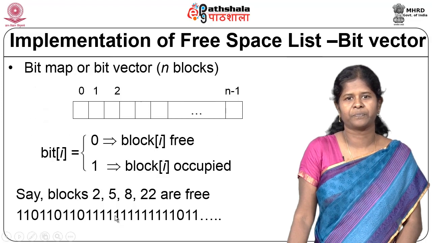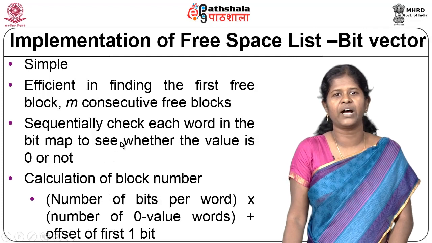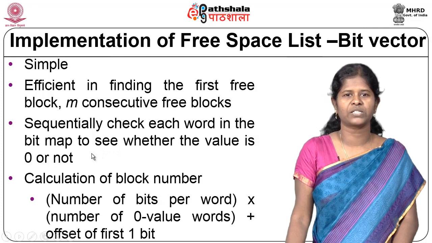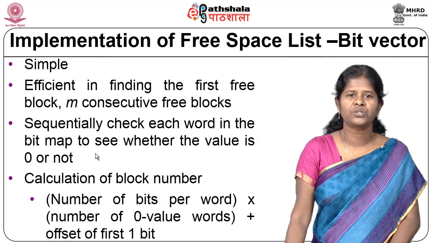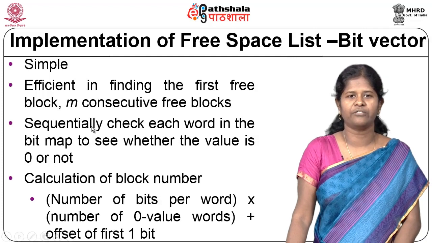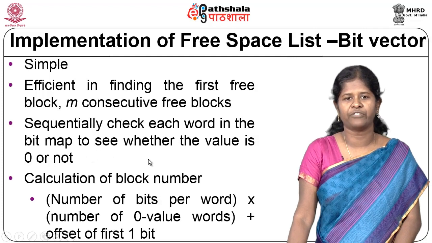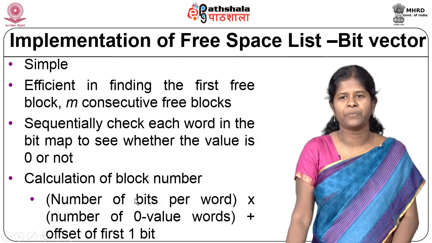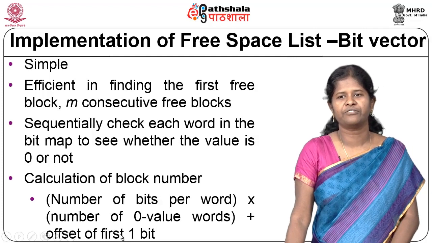So, likewise you get a bit vector which shows which disk blocks are free and which are currently occupied. And this mechanism is simple, and it is easy in finding the first free block. It is easy to find, say, m number of consecutive free blocks and so on. So, what you can do is sequentially check each word in the bitmap to see whether the value is 0 or not, to find a particular free disk block. And it is also possible to calculate a particular block which is free by calculating the number of bits per word into the number of 0 value words plus the offset of the first bit.